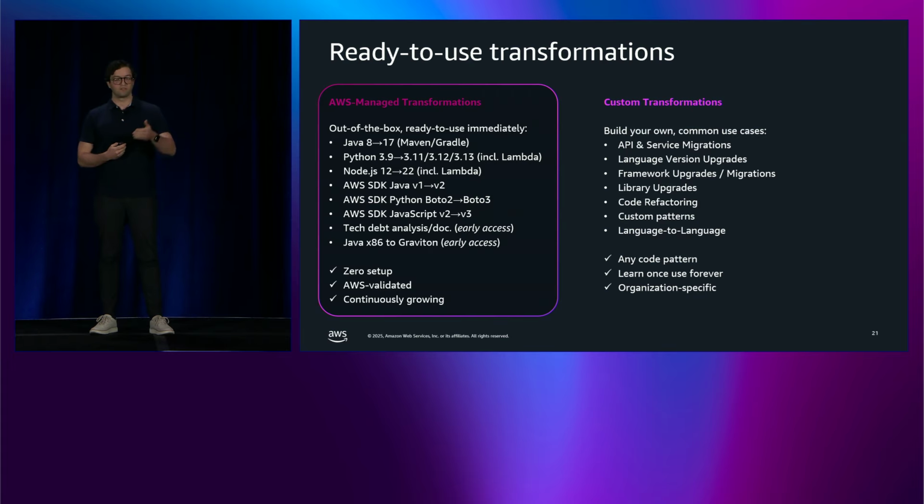So as Elio mentioned, we have some out-of-the-box transformations that we give you. Java, Python, Node runtime upgrades, AWS SDK upgrades for those languages as well. A tech debt analysis, which I think is super cool. That's something we got squeezed in at the last minute.